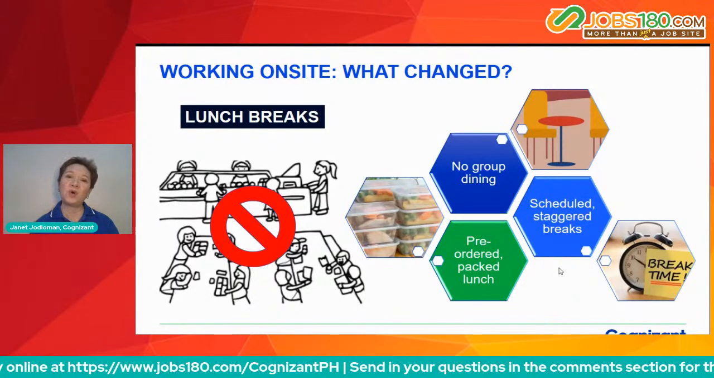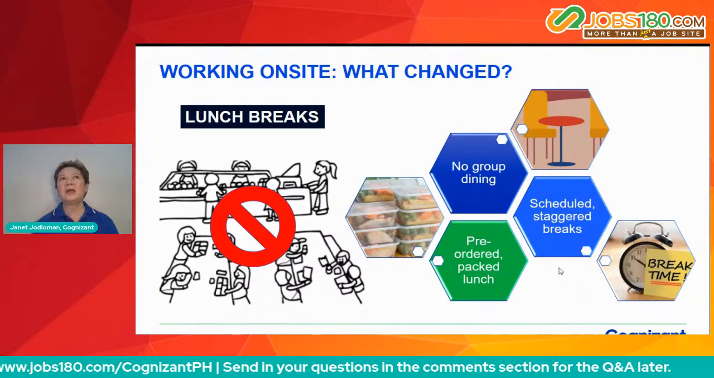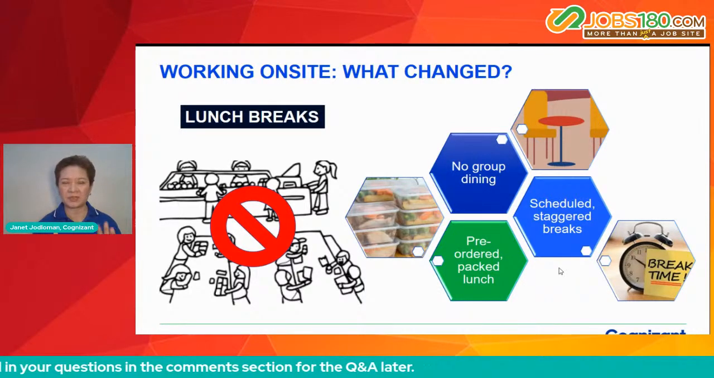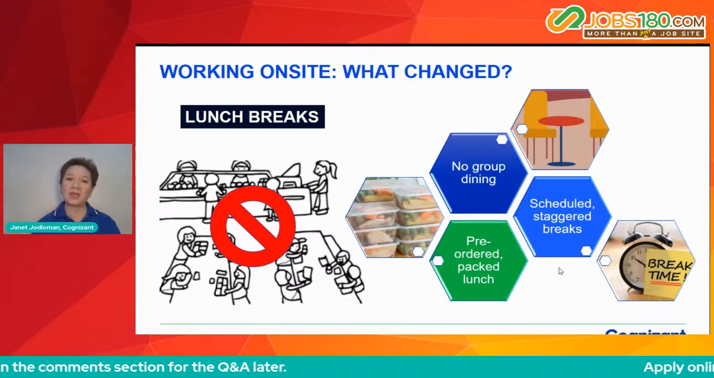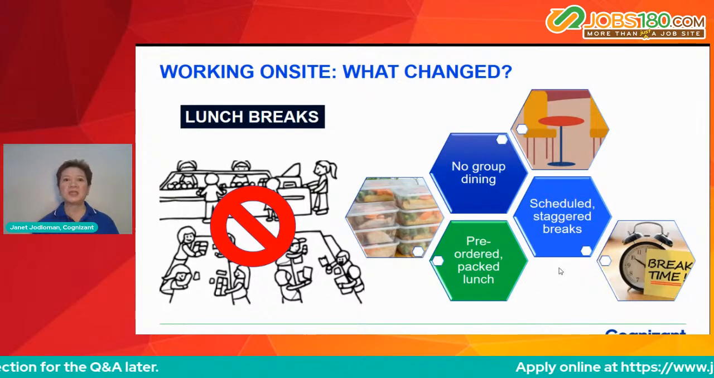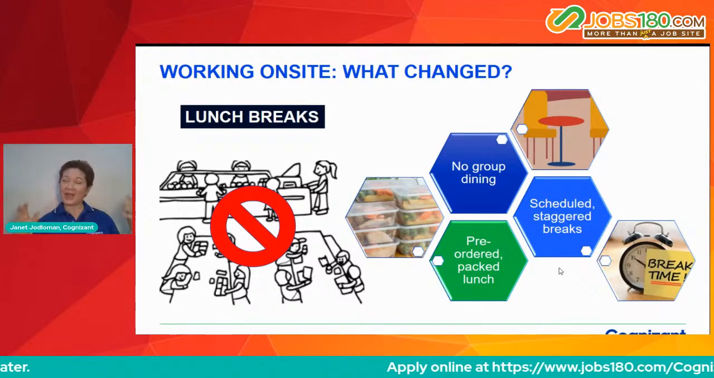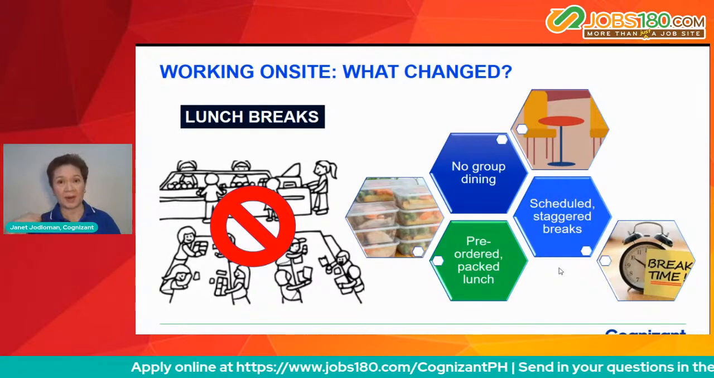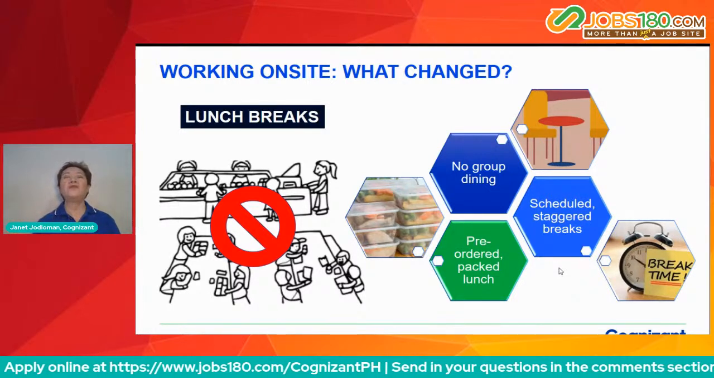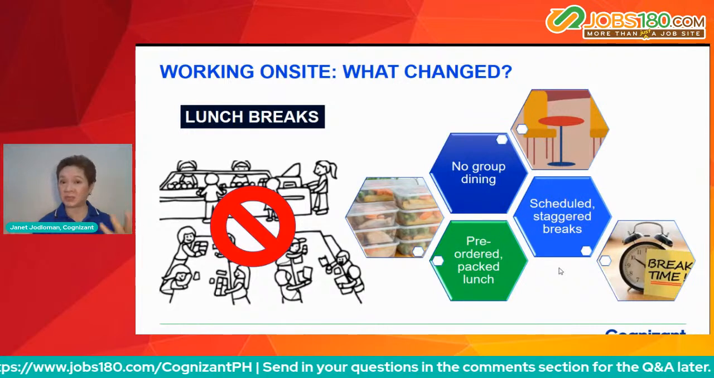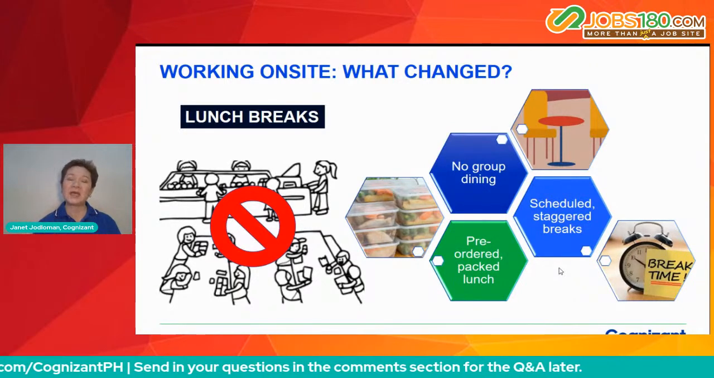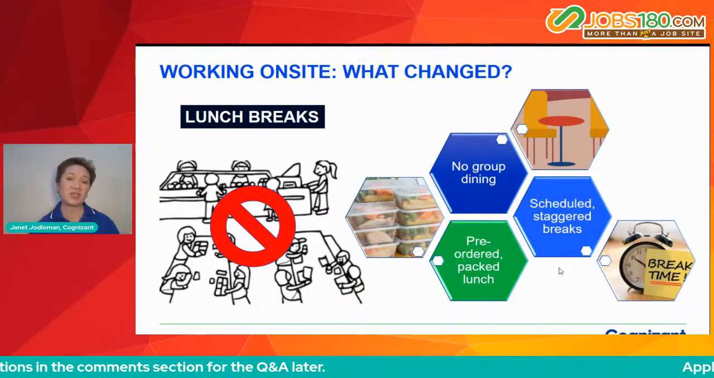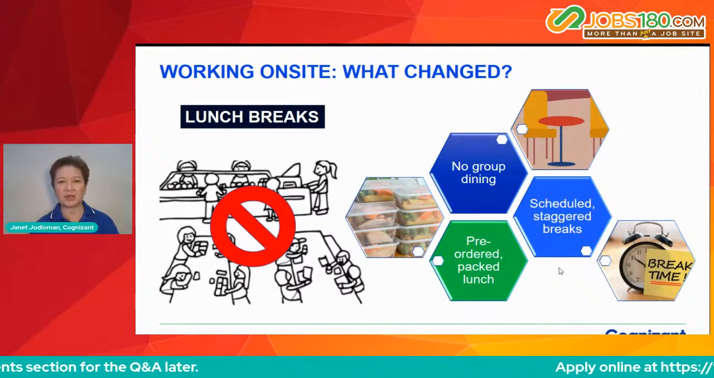Okay, number one, no group dining. Meaning, if in the past we have huge tables where people gather to eat together, we have arranged our pantry in such a way that you only have one small table and one chair. And then each of those tables are at least a meter or 2 meters apart. Ganon, okay? Now, of course, you can still go to the pantry as a group, but you cannot sit together, okay? And you have to take one table each, one chair each, far apart from each other.